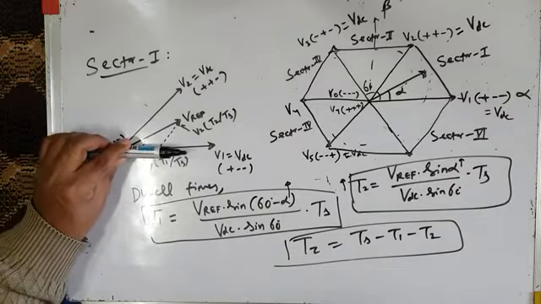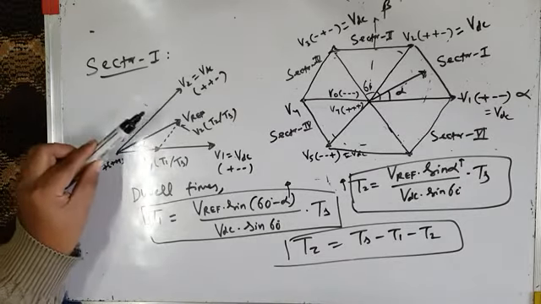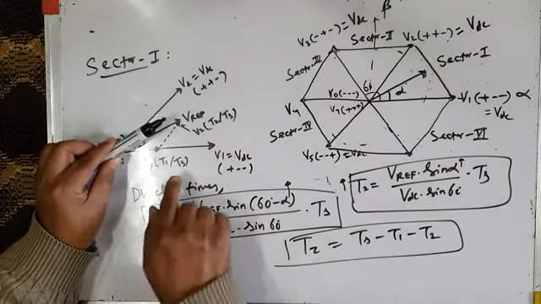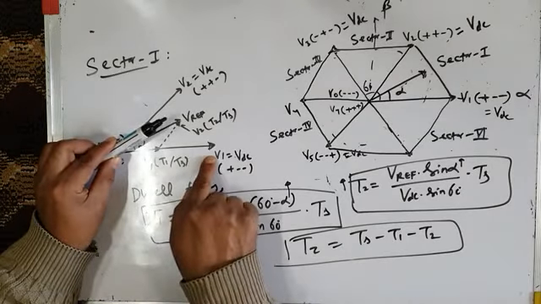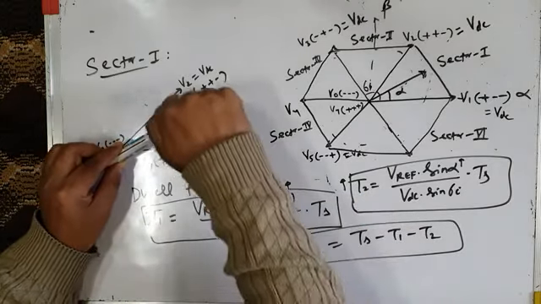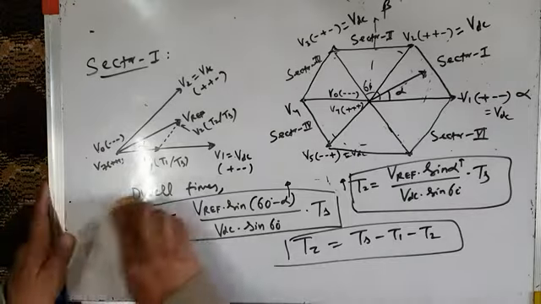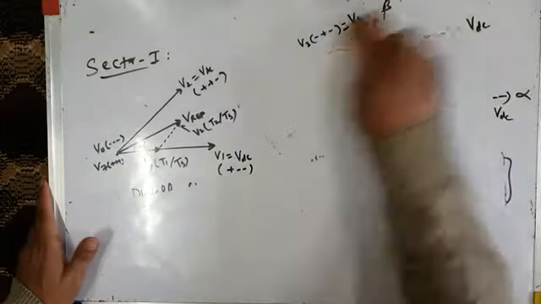And as your reference vector rotates, as it rotates like this, alpha increases, so that time interval for which V1 gets applied across the load, that decreases, and the time interval for which V2 vector gets applied across the load, that increases. So in very simple terms, I can explain it like this.